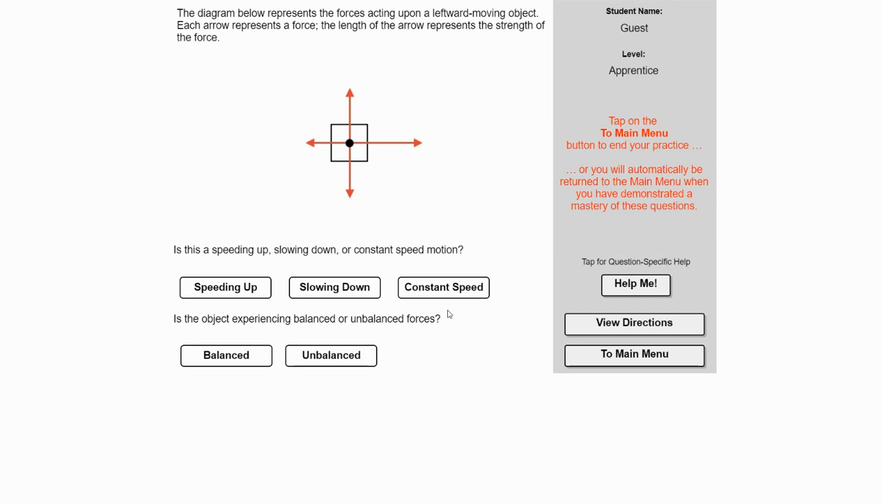What's going on here? Is this balanced? I can tell right off the rip. Then let's take a look at this. This thing is moving to the left.